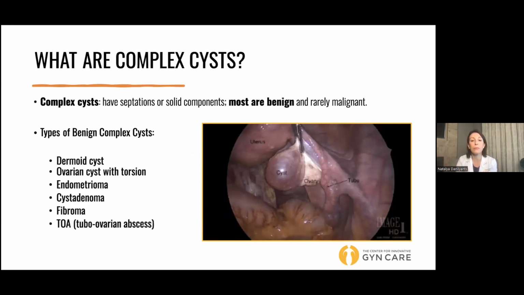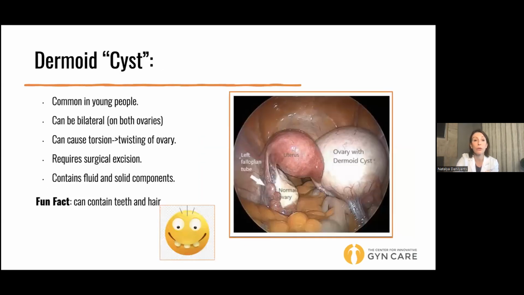A complex cyst does not mean something bad. And again, most are benign. There are different types of benign complex cysts. A dermoid cyst is very common. We'll go over that. Ovarian cyst with torsion, endometrioma, cystadenoma, or tubo-ovarian abscess, and we'll go through all of those. So basically, just to review, simple cysts are nothing to worry about and typically do not need surgical excision unless there's some pain and we're thinking something else may be going on.